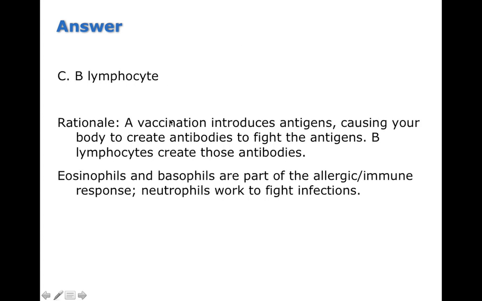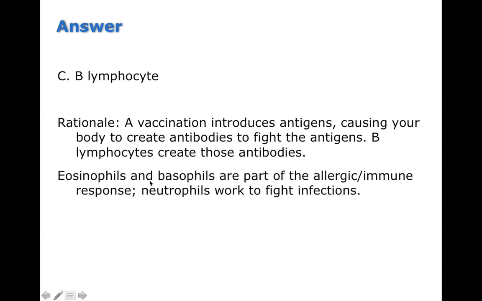So what we find here then is that vaccination introduces antigens, causing your body to create antibodies and fight off these antigens. B lymphocytes create those antibodies, which then can attach to certain antigens. However, these B lymphocytes are going to be produced upon exposure to a particular antigen. So the rationale for vaccination then is you want to receive a vaccine to prime your immune system to be able to fight off certain antigens by producing the appropriate B lymphocytes and T lymphocytes against that antigen.